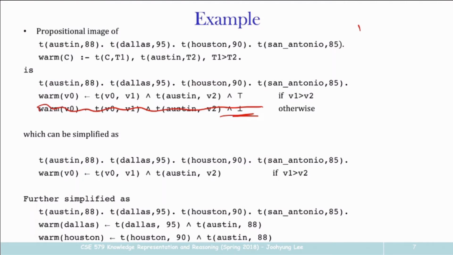Then you will see there are only two ground rules that matter here, where V0 is Dallas, and V1 is 95, and V2 must be 88. That's one instance. Another instance is V0 is Houston, V1 is 90, and V2 is 88. Other substitutions will make the body simply false, so you don't have to worry about it.